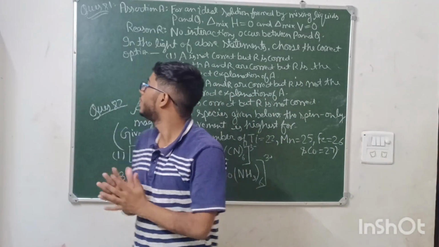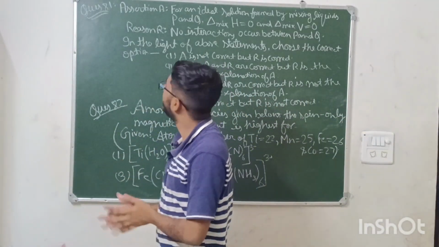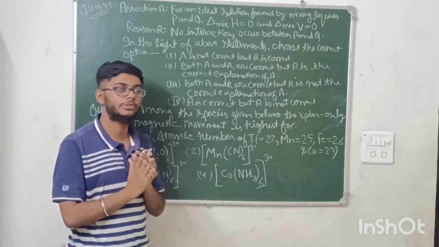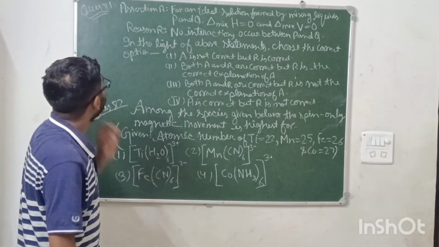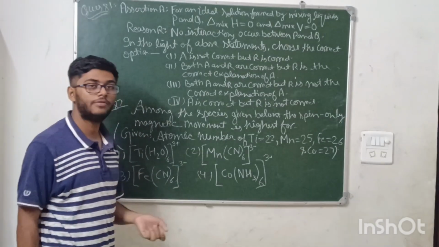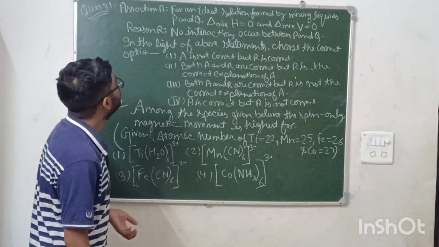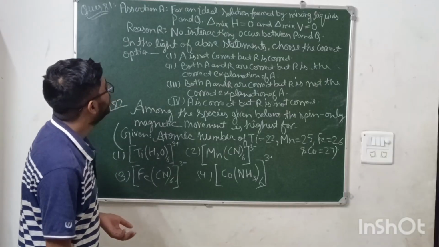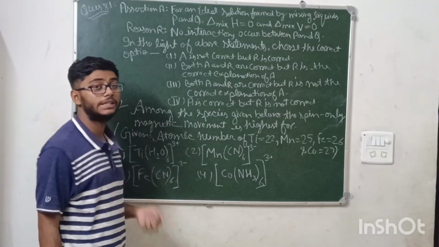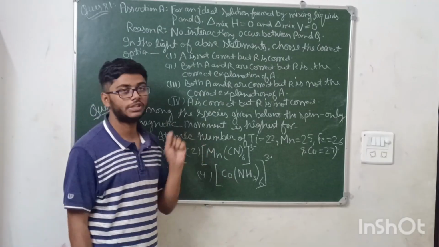Okay, friends, moving on to the next questions, number 81 and 82. 81 is from the chapter solution, and 82 is from the chapter coordination chemistry. Question 81 gives you two statements, assertion and reason. You have to tell which is correct and which is wrong. Assertion says for an ideal solution formed by mixing liquids P and Q, delta H is zero, meaning enthalpy of mixing is zero, and volume of mixing is zero.